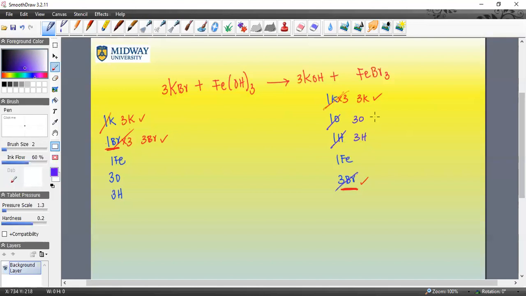So we have to now work with our oxygen, right? So there's 3 here, there's 3 here. Well, seems like that's worked out. There's 3 hydrogens here, there's 3 hydrogens here. Seems like that's also worked out, which means iron's worked out itself. That's it. This is your balanced chemical equation.